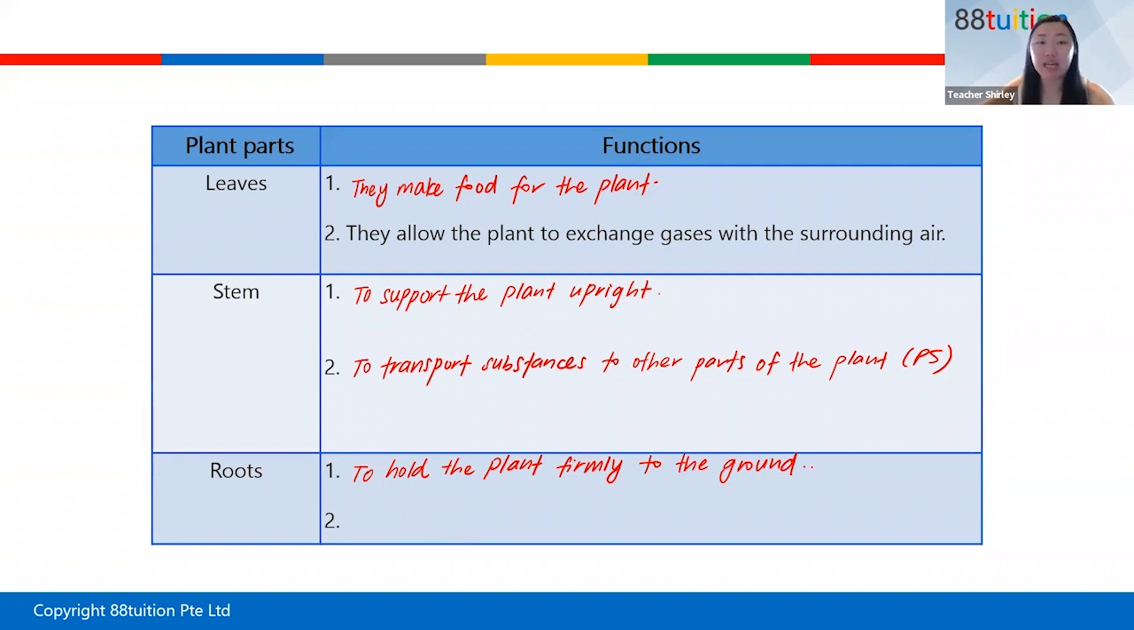Okay. Mani, what's the other function of the roots? It absorbs water and minerals from the soil. Yes, very good. It absorbs water and mineral salts from the soil. Wonderful. Okay. So this table basically summarizes everything, right? You need to know the plant parts and the functions. And of course, later on when we do questions, we learn to apply to the question as well.